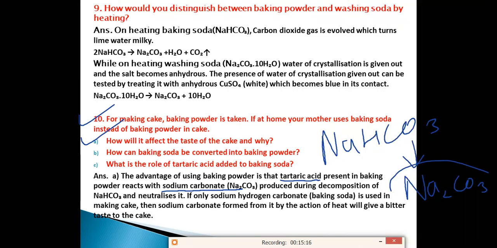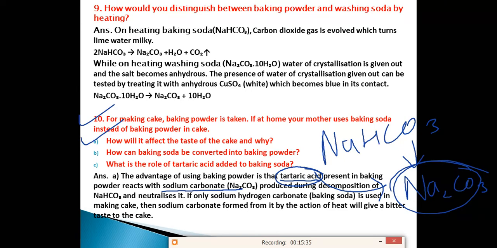So we have to neutralize this base. We will neutralize this base by adding baking powder, which contains tartaric acid. So tartaric acid will neutralize the base and it will give a good taste to the cake. The cake will not taste bitter to us. So that is how it affects the taste, and why, right?